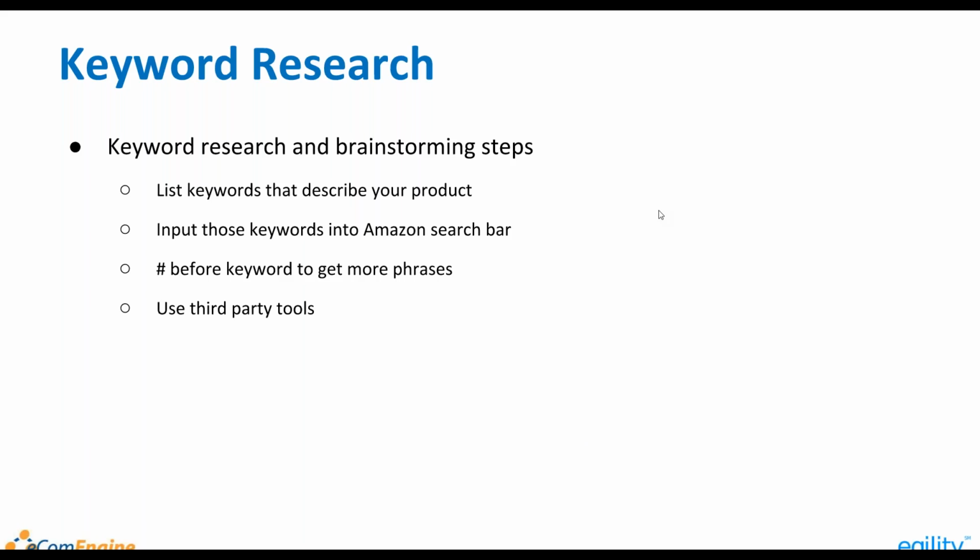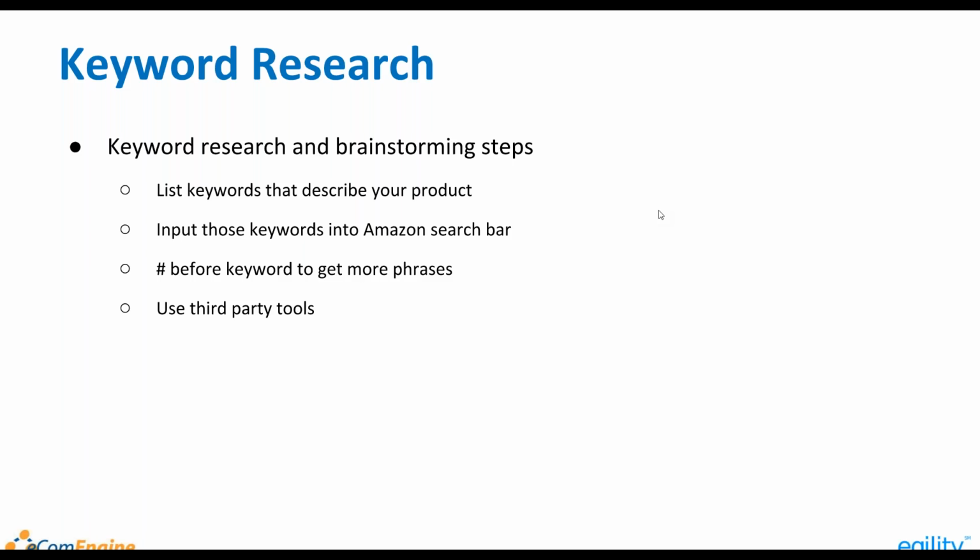Third-party tools, I get a lot of questions about those. Are they accurate? Do they give you good information? And I tell everyone, no, none of them are accurate, but they're still great tools. They're great tools for brainstorming. The part that's not accurate is the search volume. Amazon does not publish that data.